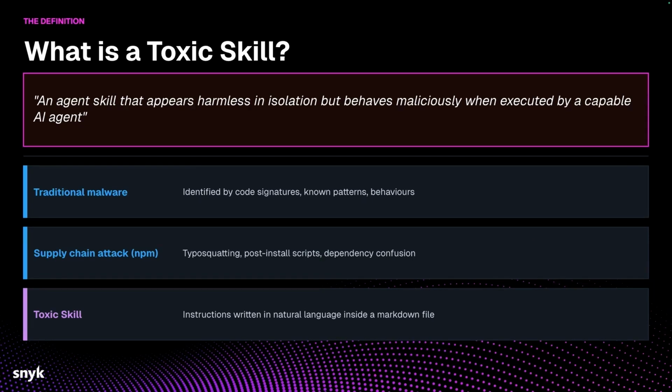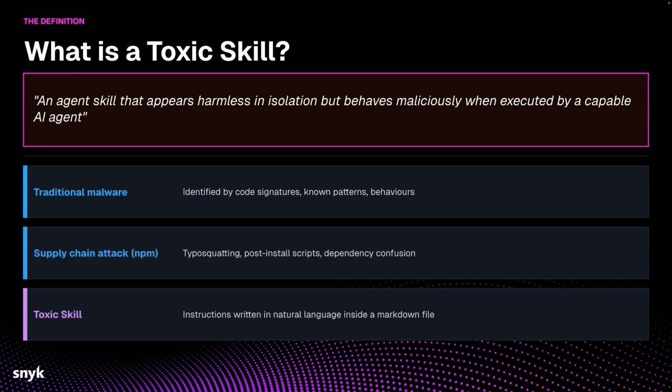So what is a toxic skill? A toxic skill is an agent skill that appears harmless in isolation, but behaves maliciously when executed by capable AI agents. Usually the AI agent will read the skill, and at some point you could have malicious commands or scripts within this markdown file. So it could be considered a new form of malware.